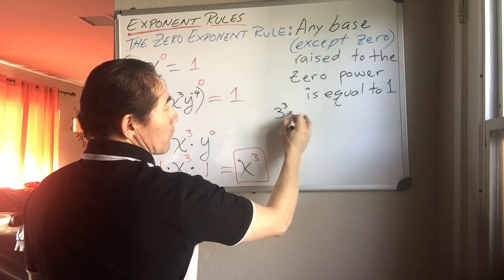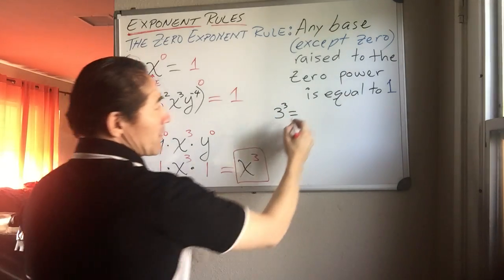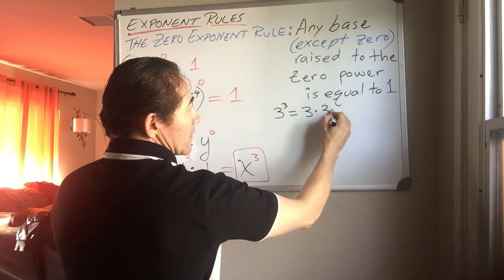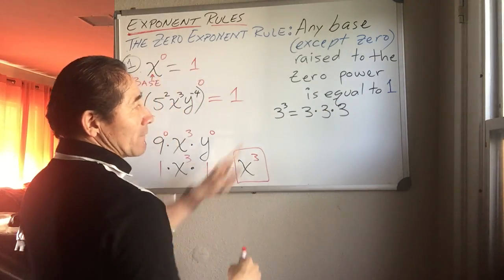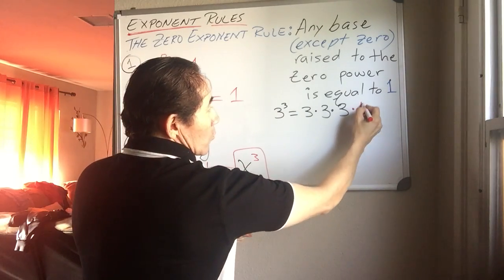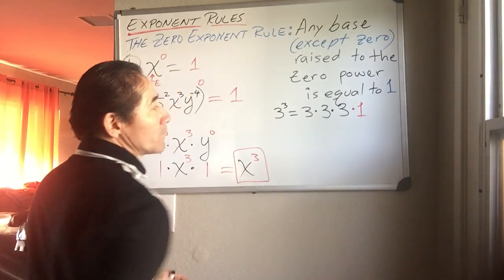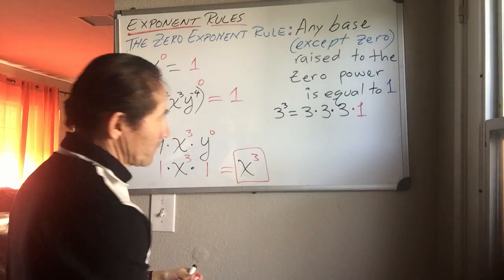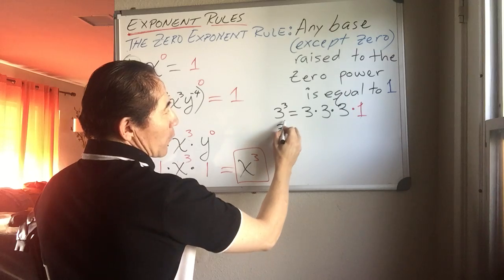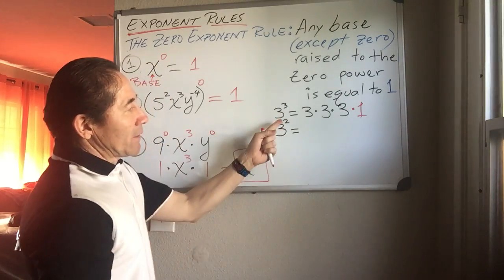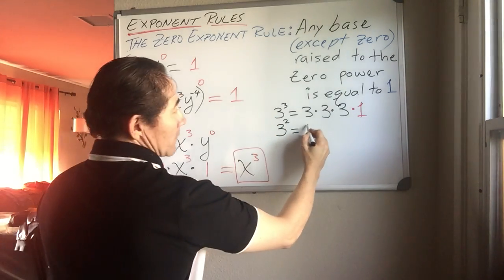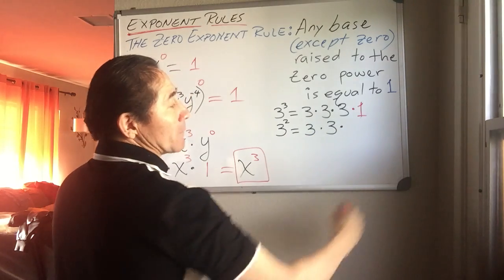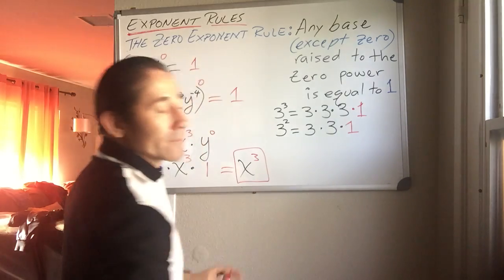3 to the third power, the same as saying 3 times 3 times 3 times 1. So as you can see, we have 3 factors of 3. 3 to the second power. That means 2 factors of 3. 3 times 3 times 1.